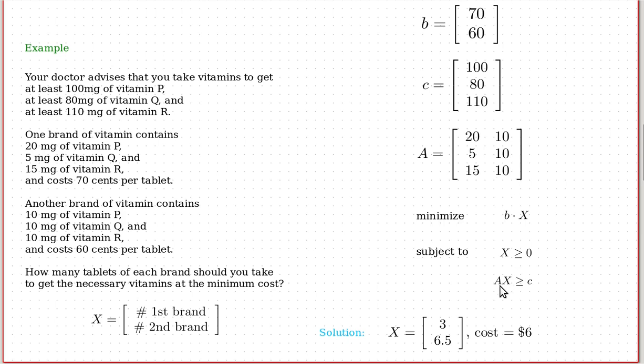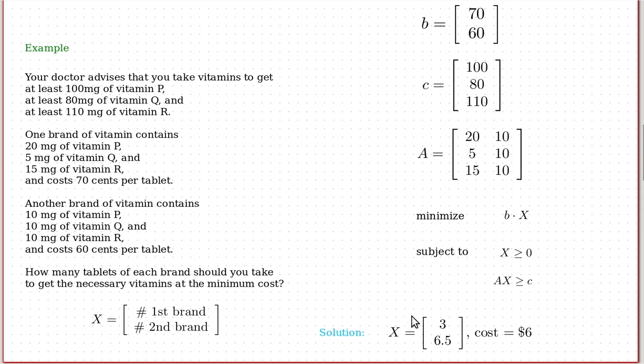And so when you multiply A times X, right, where X contains the number of tablets of each brand that you take, what you get is your total vitamin consumption from the tablets, right? And that has to be at least as great as C. So that's this constraint here. And of course, we can't take a negative number of tablets, so X has to be a non-negative vector. Now you can easily plug this one into Mathematica and find the solution.